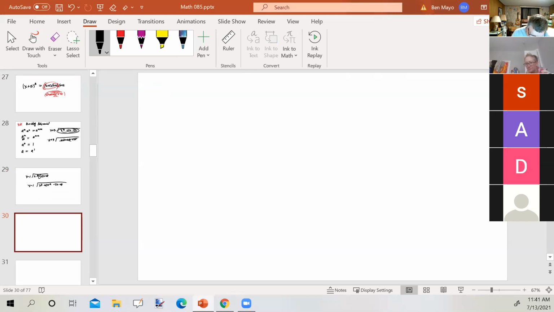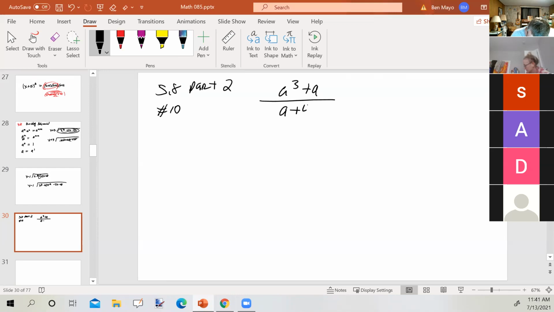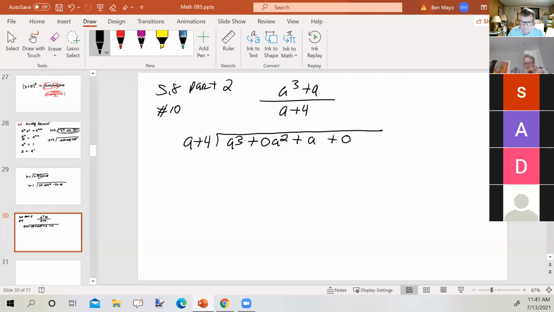So 5.8 part 2, number 10, and it says a cubed plus a divided by a plus 4. Is that the right one? Yeah. Okay. So outside, we're going to have a plus 4. Inside, we're going to have a cubed plus 0a squared plus a plus 0.